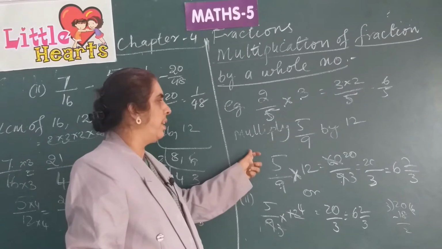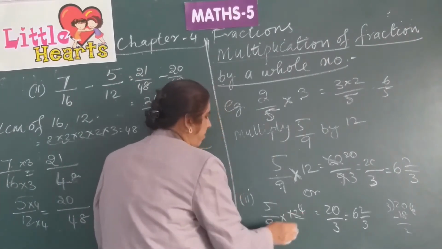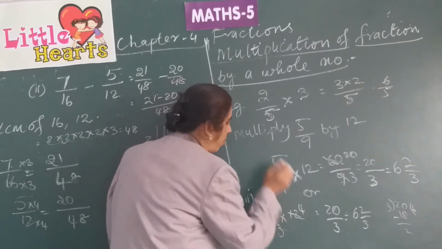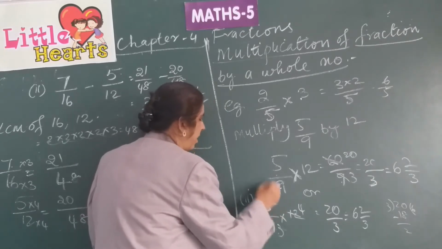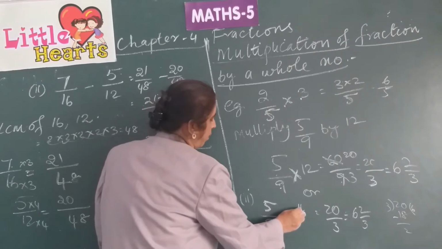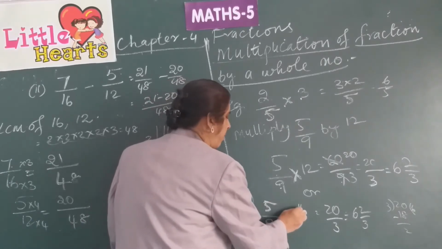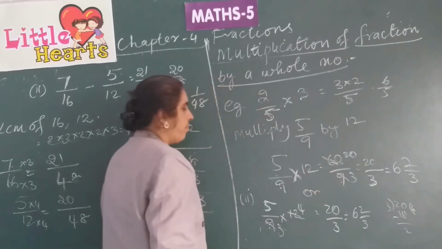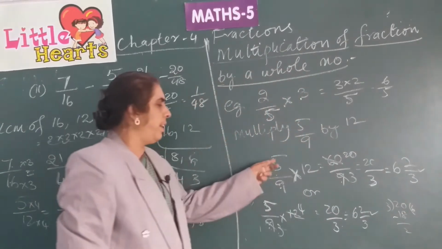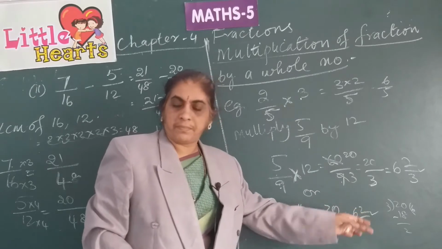This is one method, and another method is to directly cancel the numerator or the denominator with the whole number. Here it cannot be cancelled, so go with the whole number. 3 3s are 9, 3 4s are 12, they get cancelled. Now multiply 5 4s are 20, 20 by 3 and again change it into a mixed fraction, 6 2 by 3. Any method you can follow, but the answer will be the same.